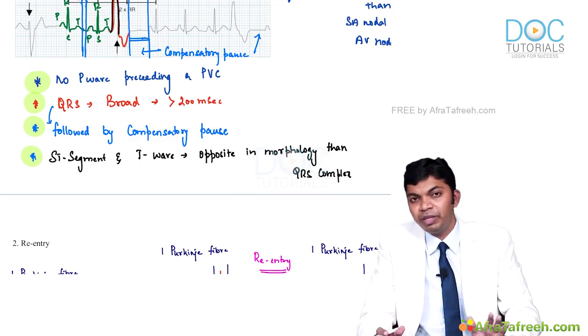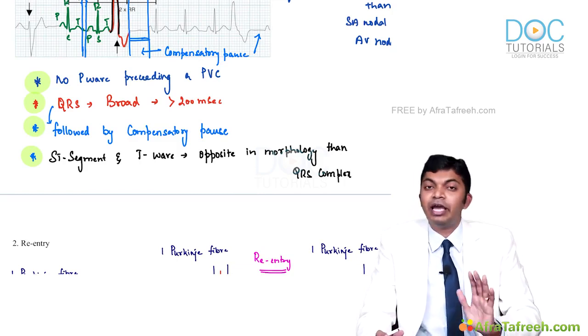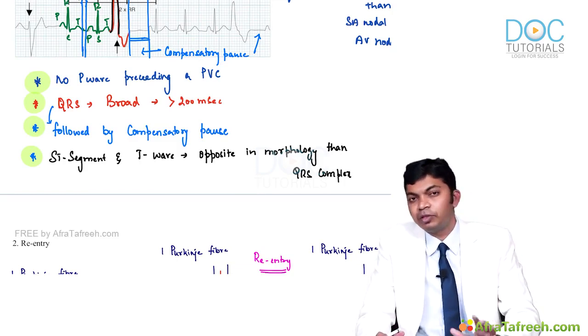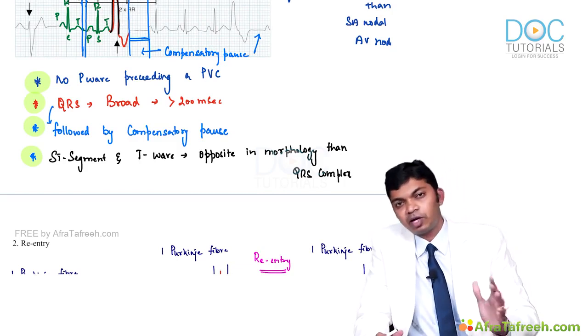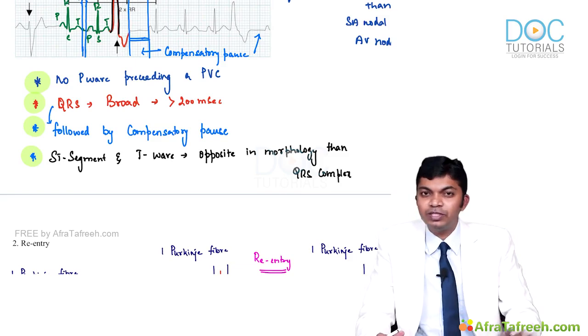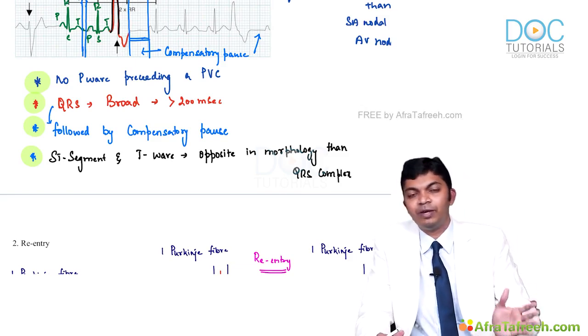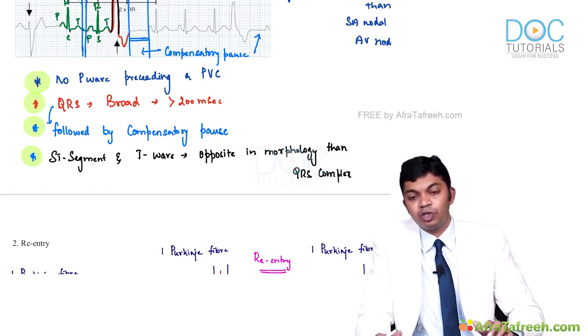Remember, there is no P wave preceding a PVC QRS. Every single QRS will be prolonged, more than 200 milliseconds. Every single PVC QRS is followed by a compensatory pause. There is always an ST segment and T wave in opposite morphology to the QRS complex.